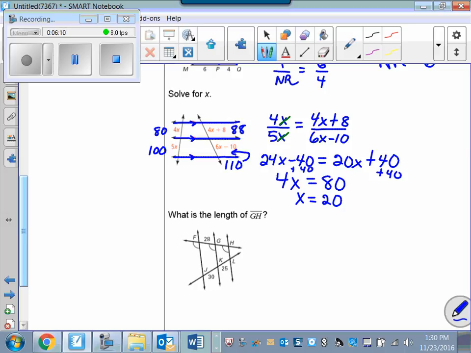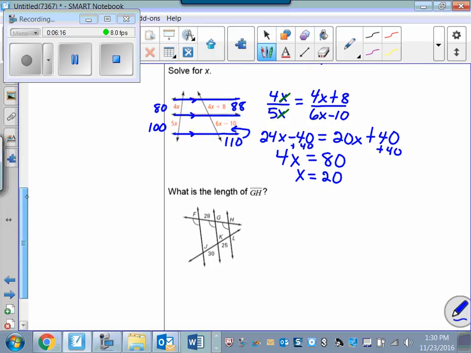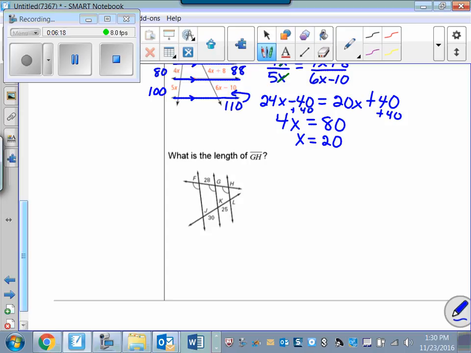So I could find... be careful that you answer the question you're asked. It did just say solve for x, though. Okay, what is the length of GH? This little piece right here.